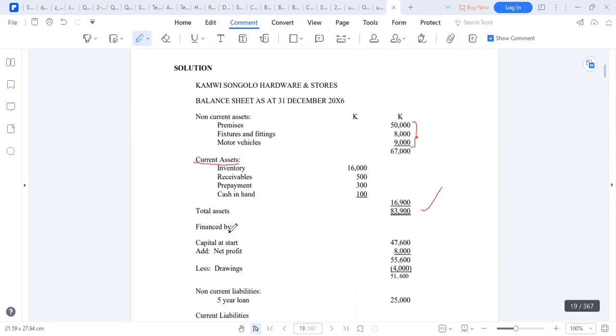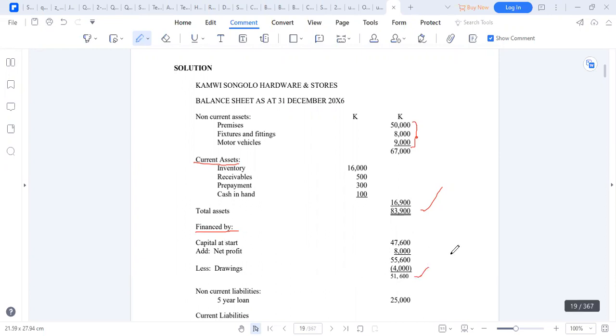After getting the total assets, we go to financed by. We start with capital at start. We add the net profit. The total there, we deduct our drawings. If we had a net loss, we will subtract the net loss from the capital at start. So this is the net capital we have.